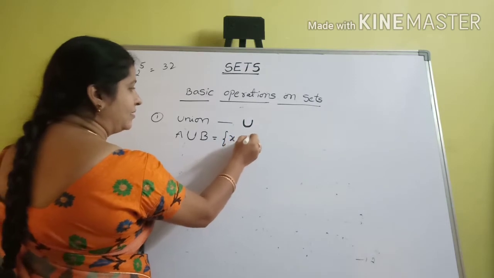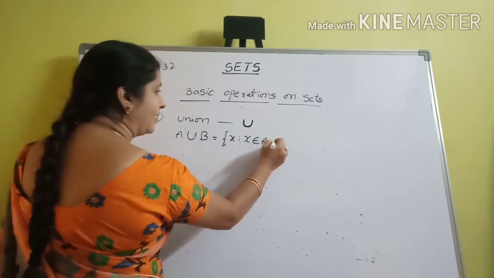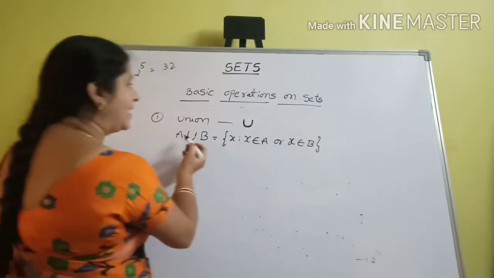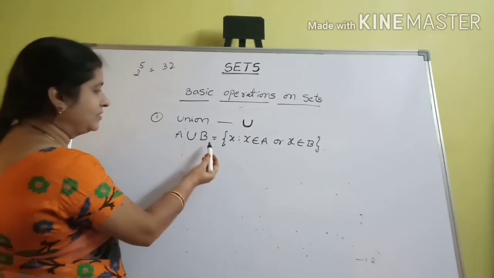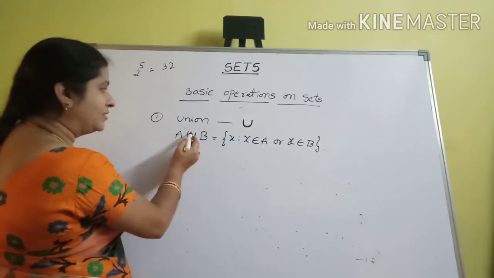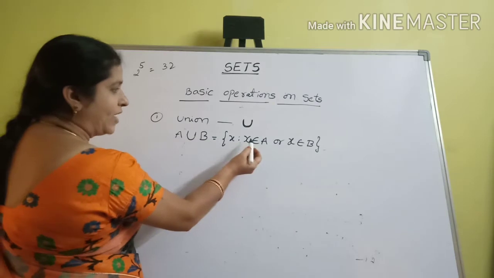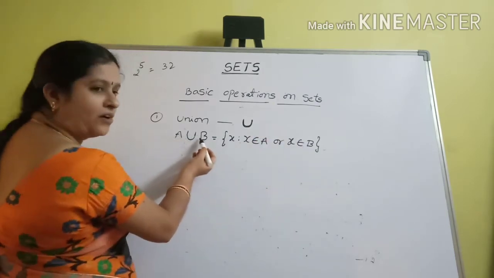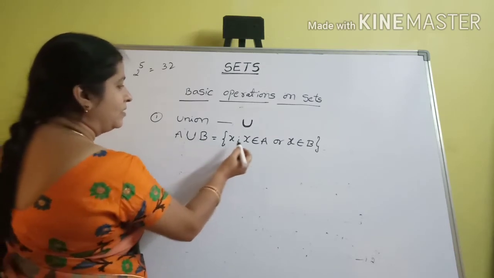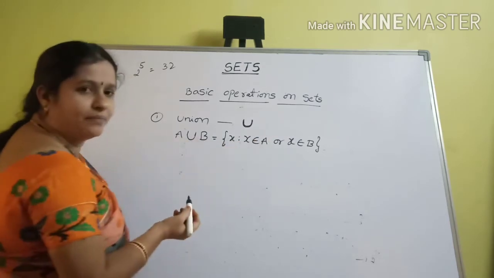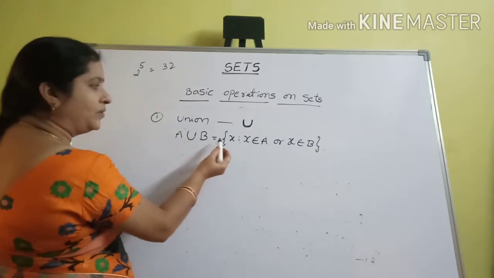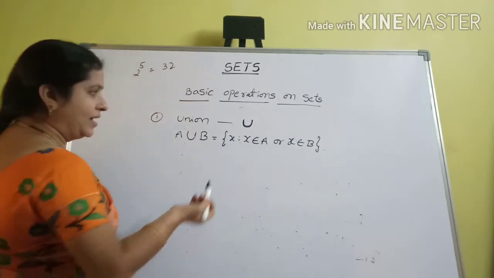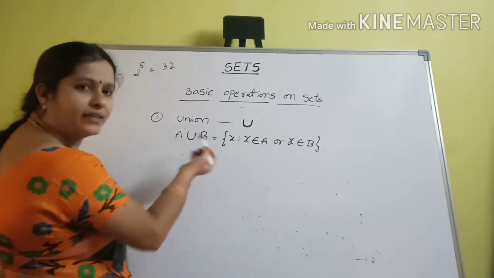X such that X belongs to A or X belongs to B. Suppose A, B are the 2 sets. X is an element of A and B. So what is the general form of A union B? A union B equals X such that X belongs to A or X belongs to B. X is an element of either A or B.